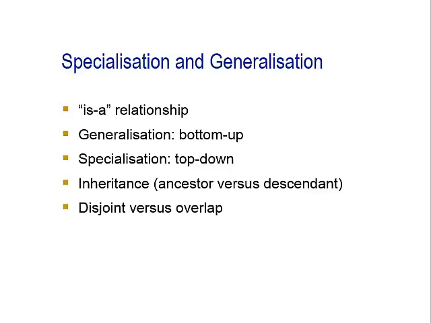Just as in the EER model, these specializations can be disjoint or overlap. Disjoint means that an object can only belong to one particular subclass. That's a disjoint specialization, just as we define it in the EER model. An overlap specialization means that an object can belong to multiple subclasses simultaneously.